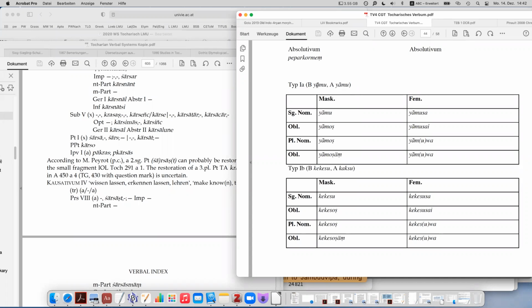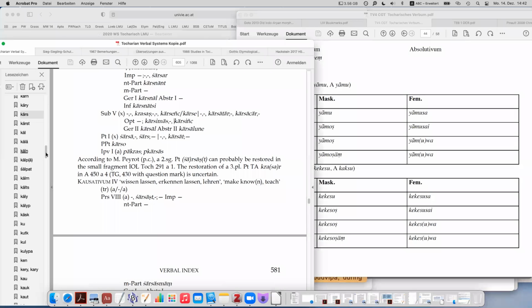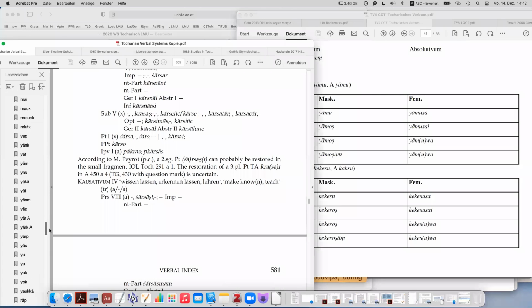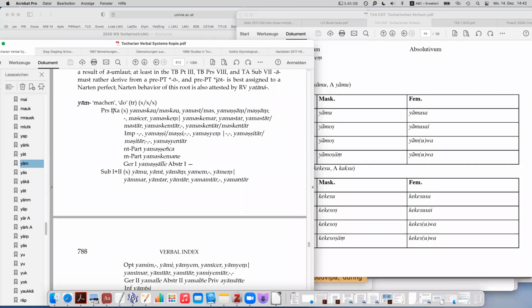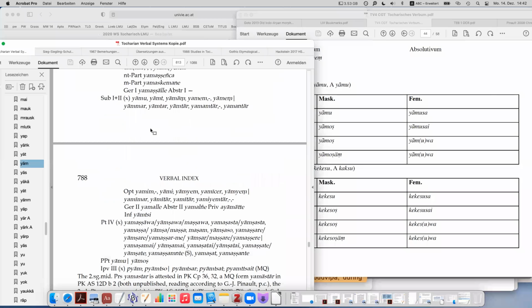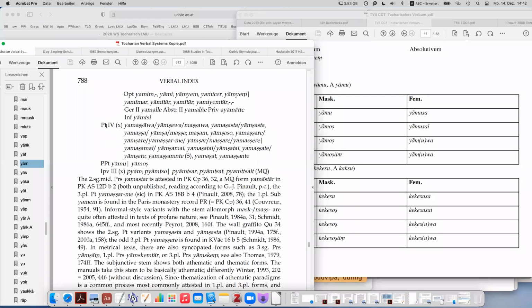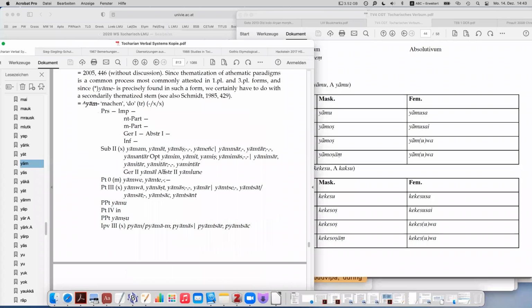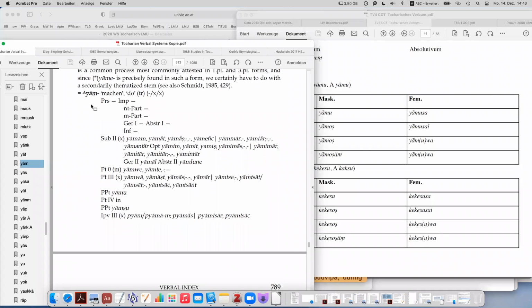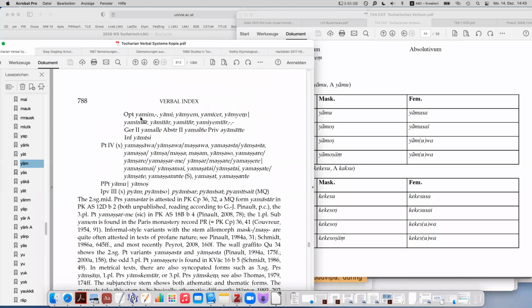So the root is actually called yam. You find the root here called yam, make. And then the preterite is actually yama shawa. You see that's a fourth category with a sha. But then you check the preterite, it's pretty simple, without this sha suffix. And then in Tocharian A, it's also called yam. But pay attention, here's something interesting.